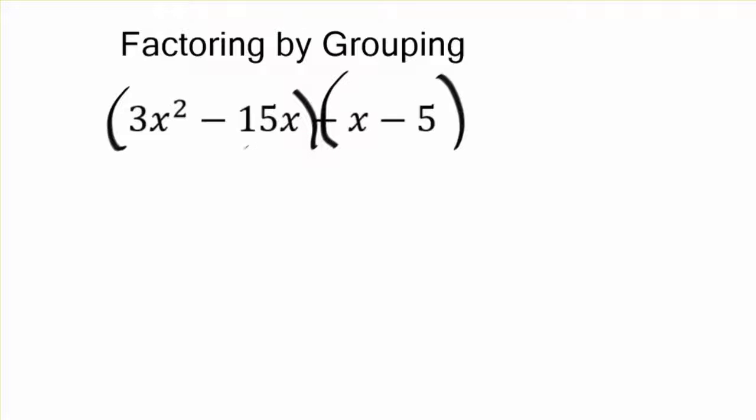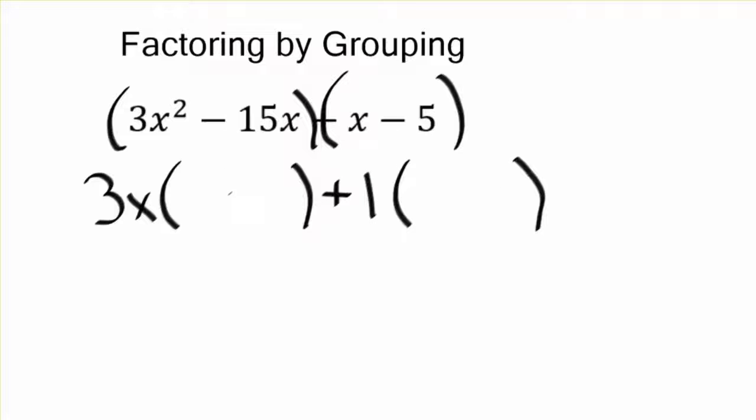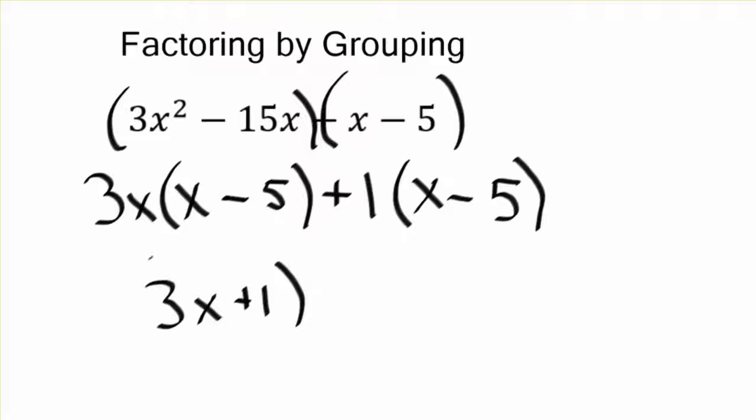Group those together. Greatest common factor here is going to be 3x. Greatest common factor here, nothing goes into it except for 1, so you can factor out just a 1. Now, in the middle, in those parentheses, you're going to get x minus 5. And over here, you still have x minus 5, even though we factored out a 1. The exact same numbers inside the parentheses, so you bring down your 3x plus 1, bring down your x minus 5, and it's factored.